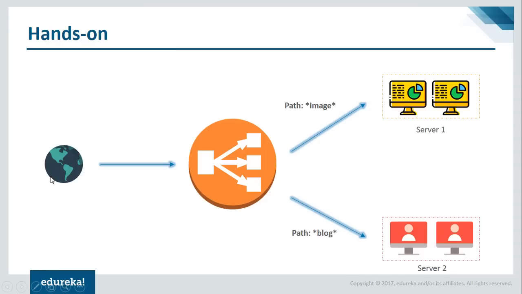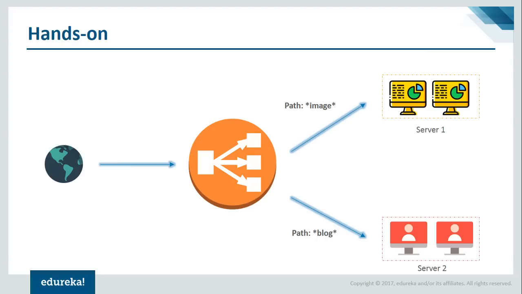So we created a load balancer which intelligently identifies what the user is asking. If he's asking for image, he'll go to server 1. If he's asking for blog, he'll go to server 2. In place of image, I've just specified server 1 and server 2 so that it becomes easy for you to understand. Alright, one more part that I missed.